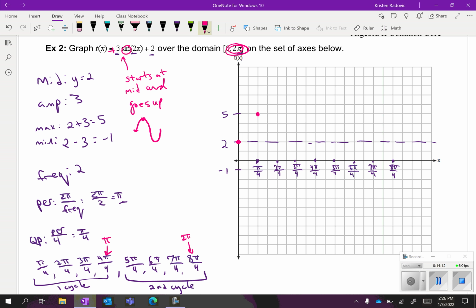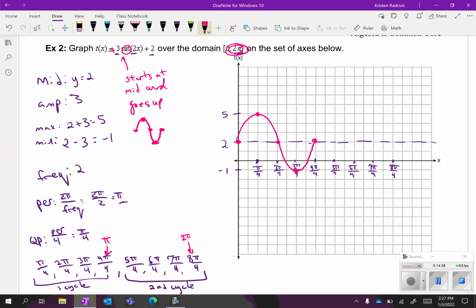Once you hit the max, you're going to come back down to the middle, and you're going to work on going towards your minimum. And then you're going to come back up. Now this was one cycle from 0 to pi. But again, I'm going to keep going until I get to 2 pi. So I'm going to restart the whole process.